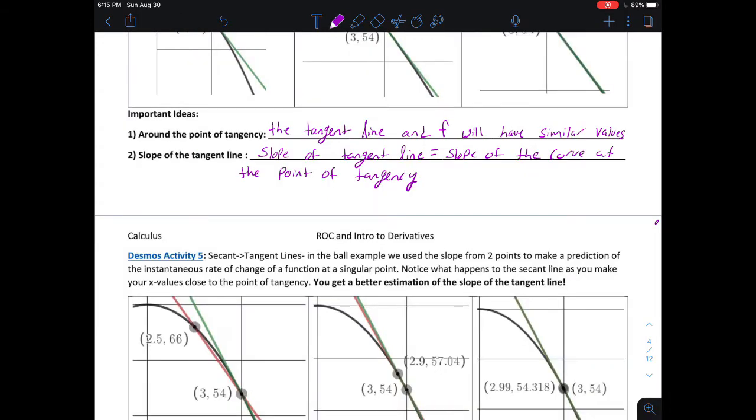And so to summarize what I just said, around the point of tangency, the tangent line and the function will have similar output values, similar y values, and the slope of the tangent line will equal the slope of the curve at the point of tangency.